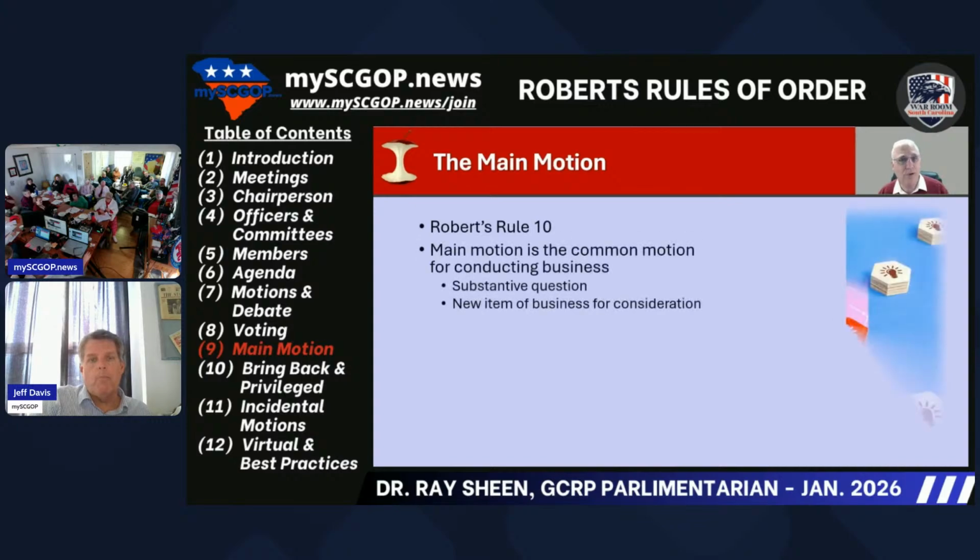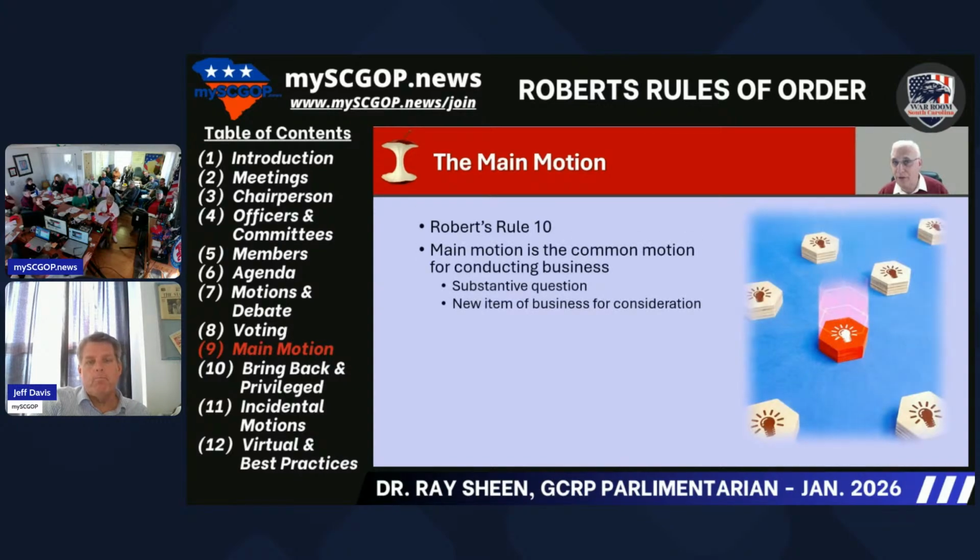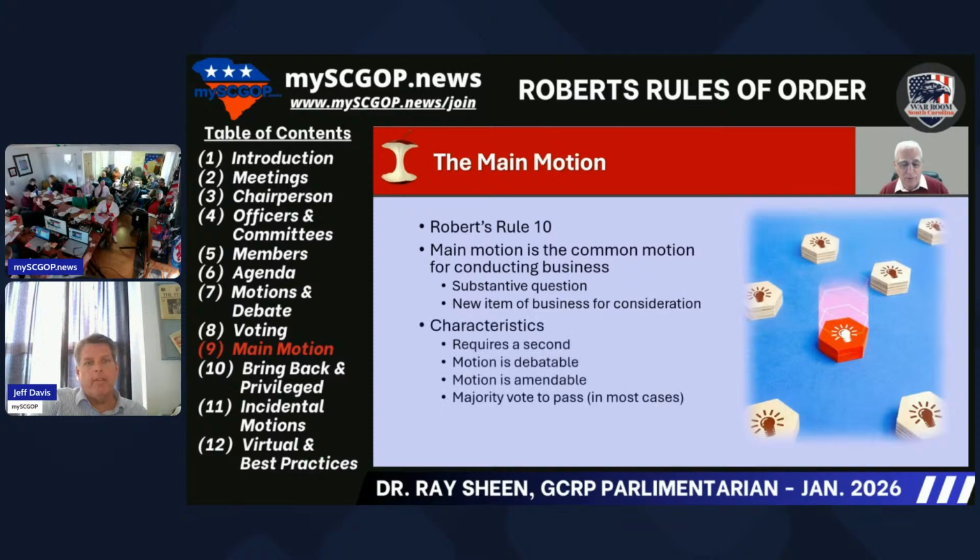A main motion introduces a substantive question or issue before the assembly for discussion. A main motion will have the following characteristics. It requires a second from another member of the assembly. This type of motion is debatable, so it will often be necessary that we'll have people speaking both for and against the motion. The motion can be amended, and I'll talk about how to do that in a minute. It requires a majority vote of the members present in order to pass.